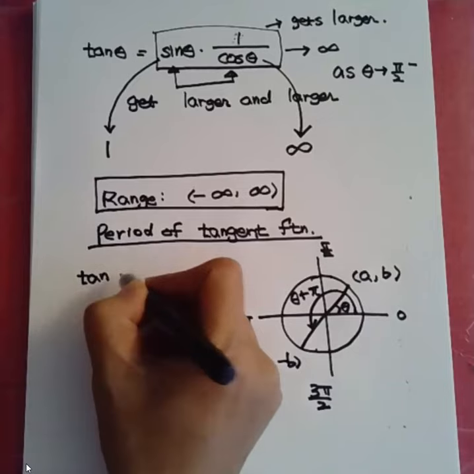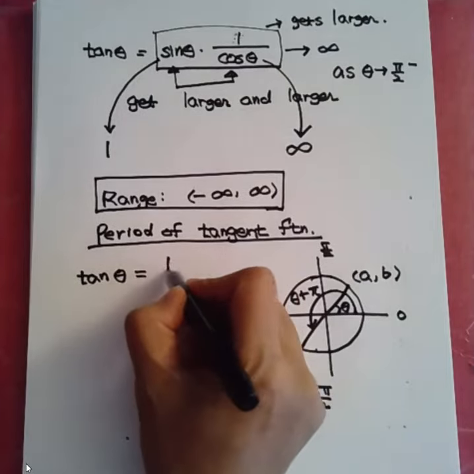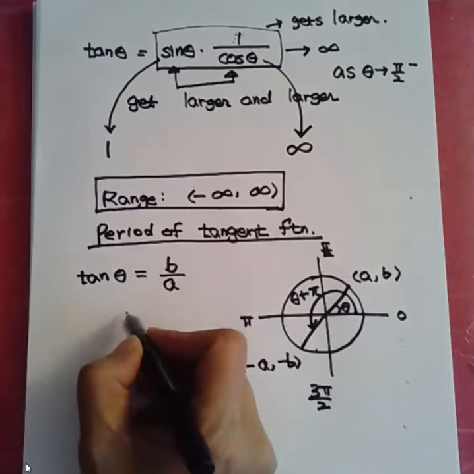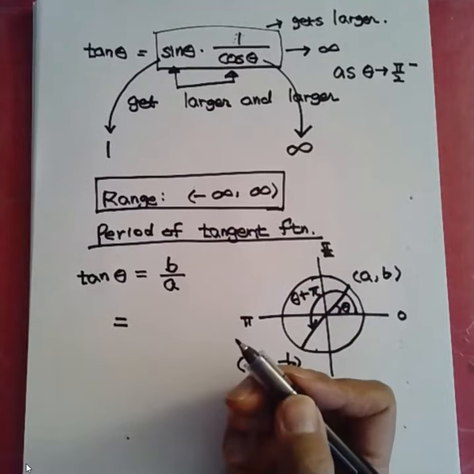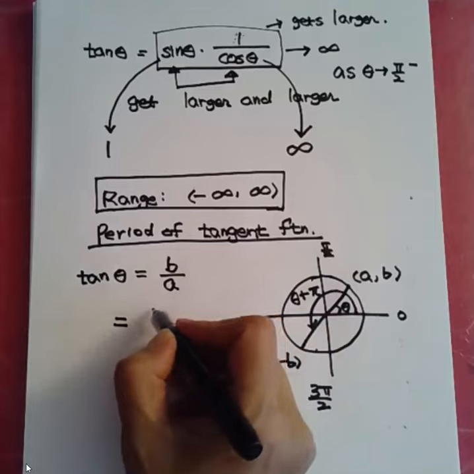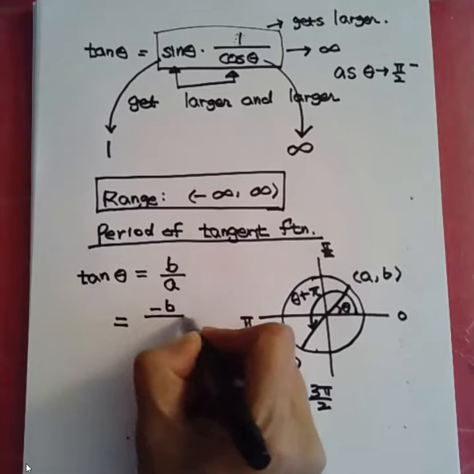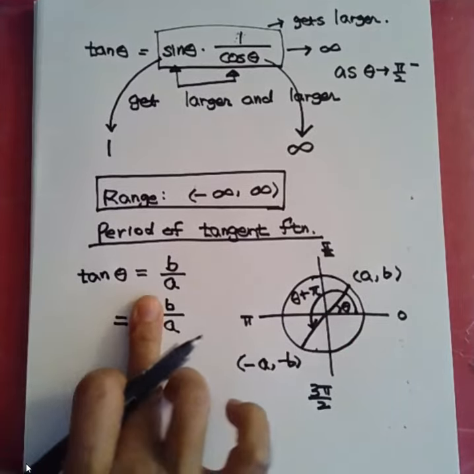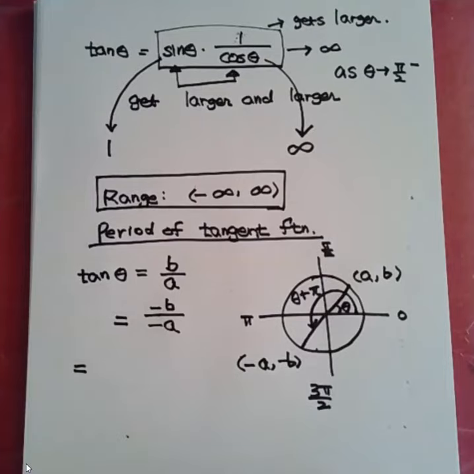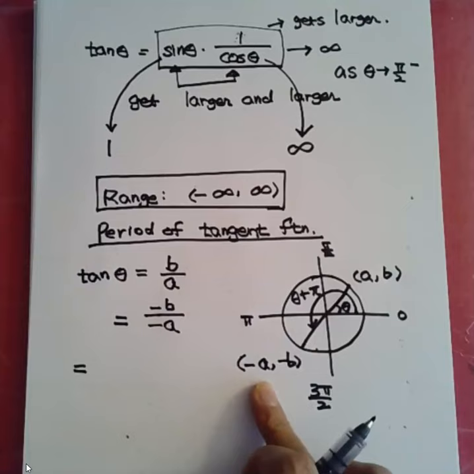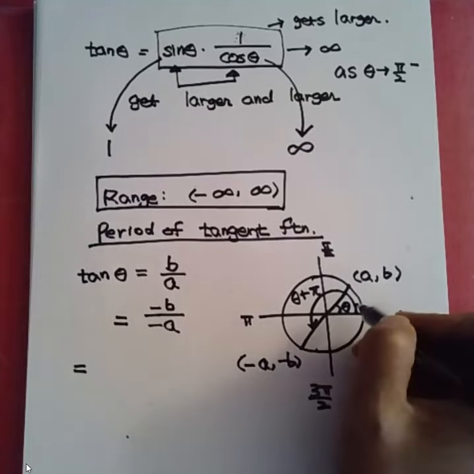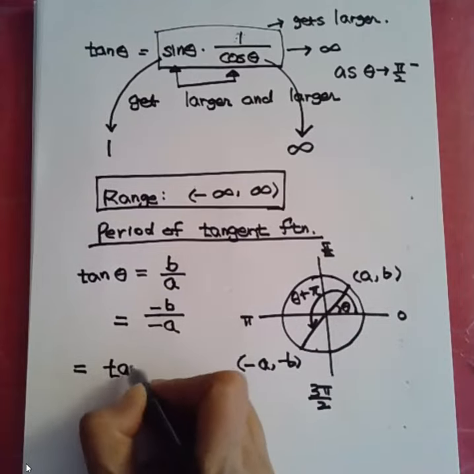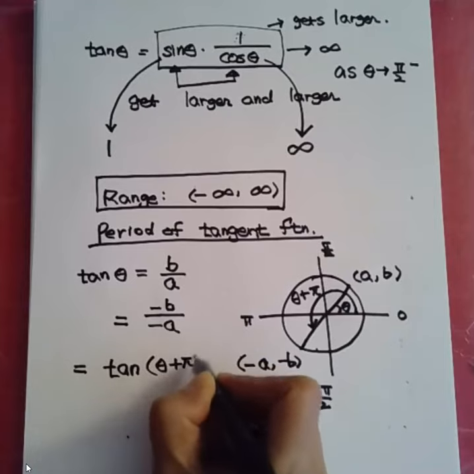Let's consider tangent of theta. Then tangent of theta is defined as b over a, because sine over cosine. By considering the purely algebraic thing, we can rewrite that as minus b over minus a. Those are equivalent fractions because minus and minus can cancel each other. Minus b over minus a is defined by this point. The angle associated to that point is theta plus pi. So tangent of theta plus pi.